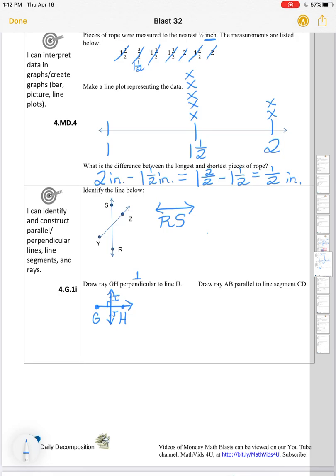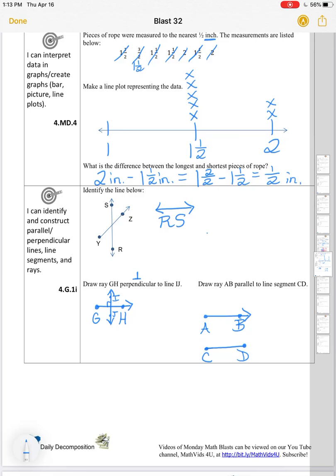Next, draw ray AB parallel to line segment CD. Ray AB. Again, a ray is going to have a point and extend in the next direction, A extending to B. All right, it's going to be parallel, so never touch, no matter how far extended, to line segment CD. Line segment's going to have endpoints at both ends. Okay, and notice I'm making my line segment equidistant at all points to my ray there, so that no matter how far that ray would be extended, the line segment would never be intersected. They would never meet each other.